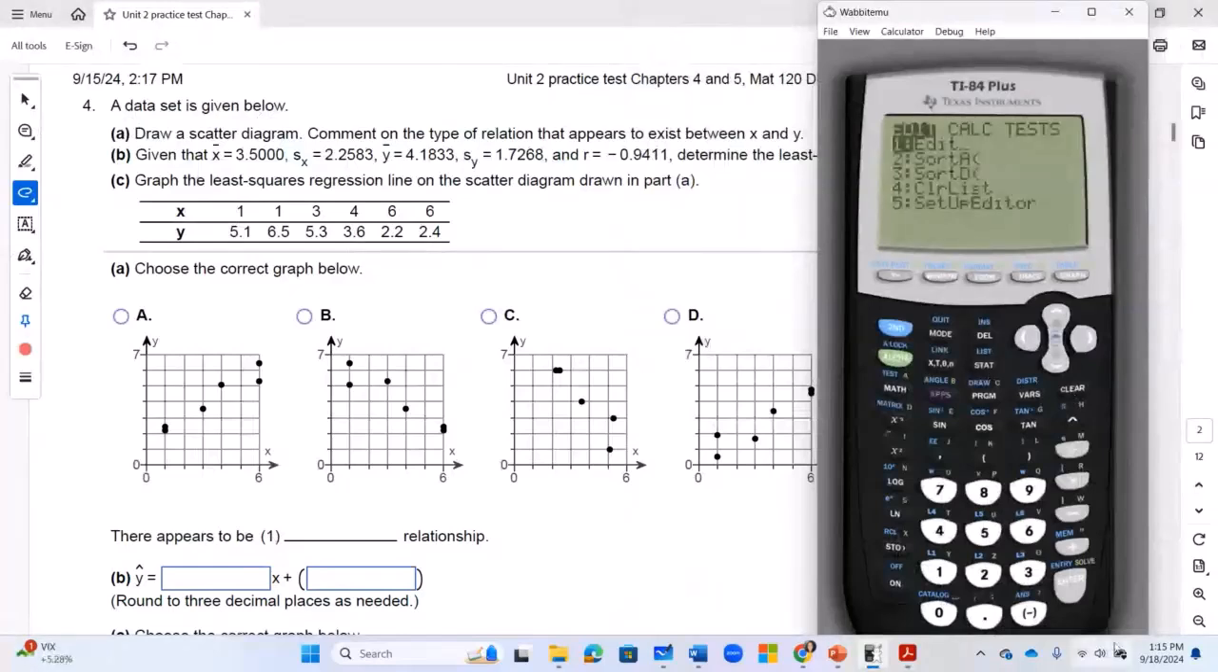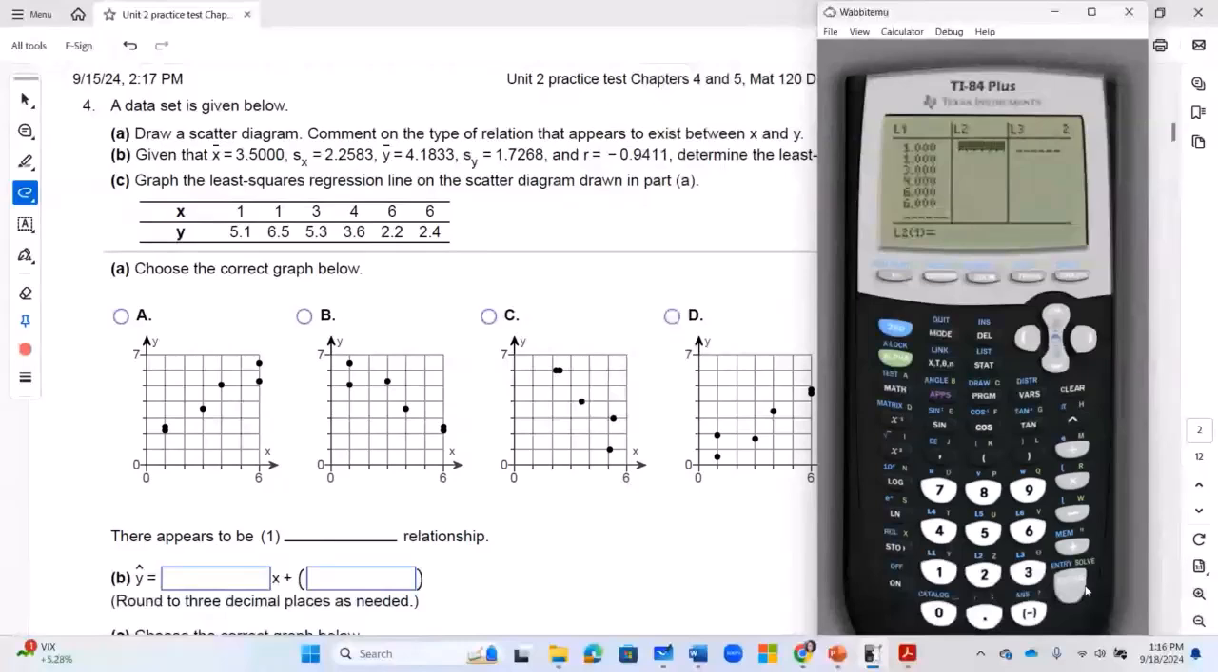So I'll go to Start, Edit, and I'll clear L1. I'll clear L2 also. And then X should be in L1. So 1, enter, 1, enter, 3, enter, 4, enter, 6, enter, 6, enter.